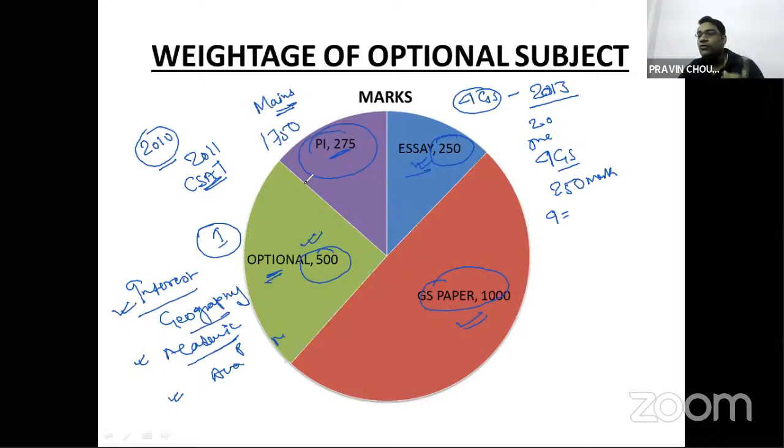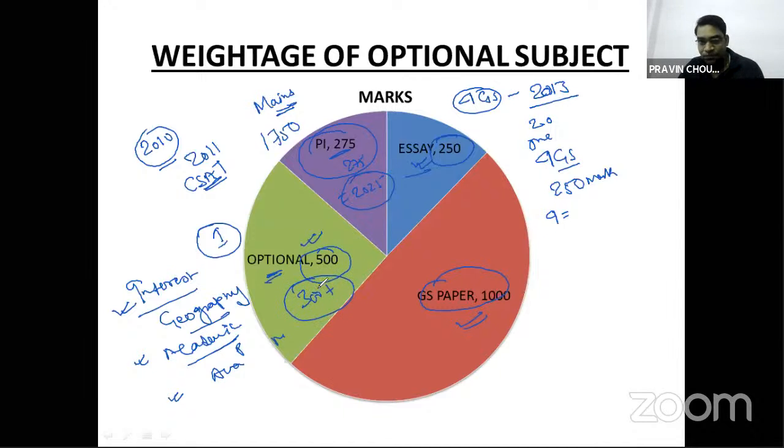So those who qualify in your Mains, there will be a call for interview, the personality test, and this will be for 275 marks. So total marks will become 2025. Okay, so out of 1750, if you score 300 plus marks in the optional subject, then this is considered very good marks.